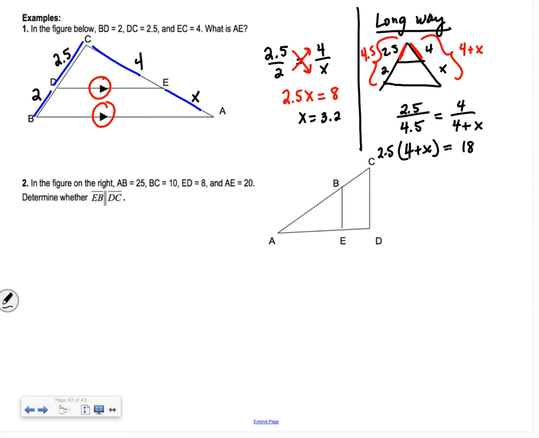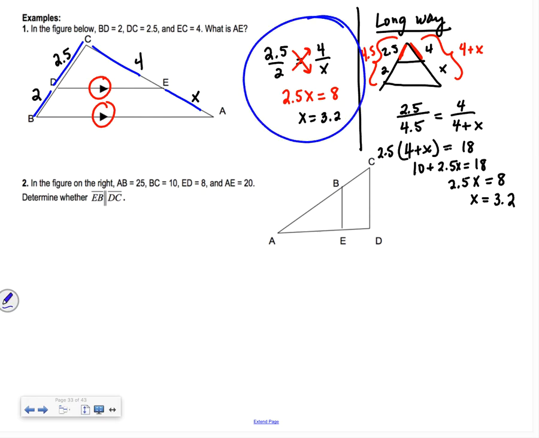So you end up getting 2.5 times 4, so 10, plus 2.5x equals 18. Subtract the 10 over, and you're back to 2.5x equals 8, which gives you x equals 3.2 again. So if you notice, this makes it a lot simpler. We like that triangle proportionality theorem because it really simplifies those steps for us. All right, so in the figure on the right, it says AB is equal to 25, BC is 10, ED is 8, and AE is 20.